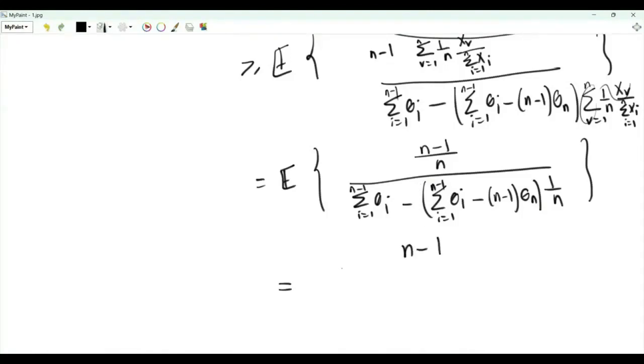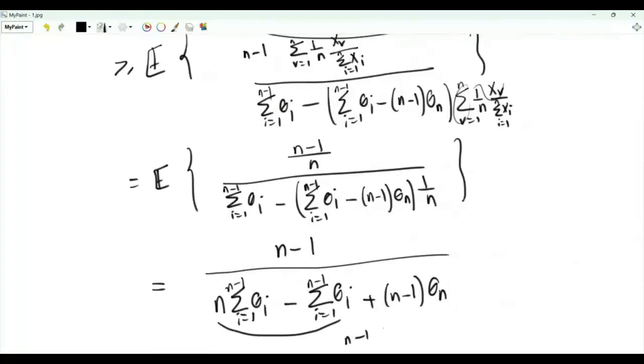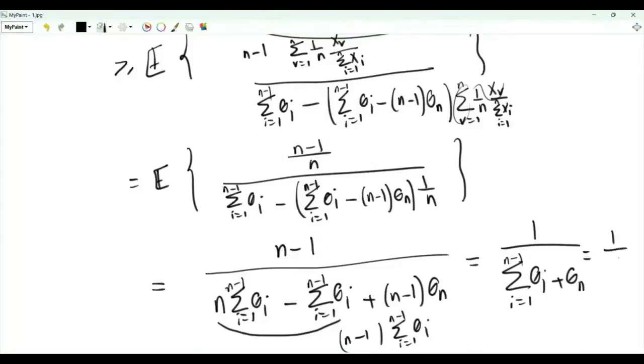We get (n-1) over n summation i from 1 to n-1 theta i minus summation i from 1 to n-1 theta i plus (n-1)θn. This part is (n-1) summation i from 1 to n-1 theta i. Divide numerator and denominator by n-1. We get 1 over summation i from 1 to n-1 theta i plus theta n. And this is the reciprocal of the sum of the constants from theta1 to theta n. This was our target lower bound on the expectation of interest.